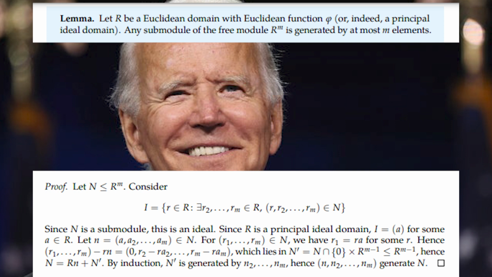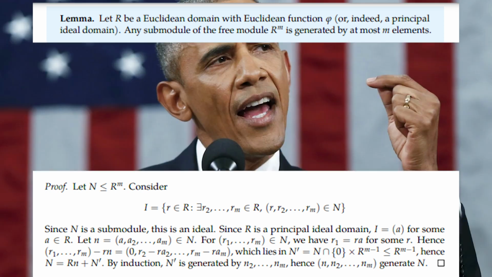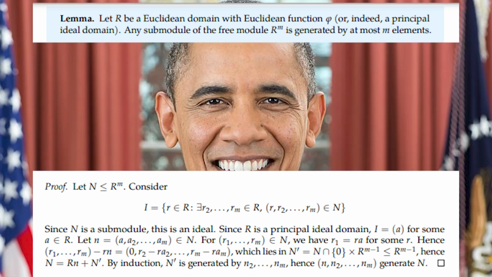No problem, Barack. We have that I is generated by a single element a in R. Let n be the tuple corresponding to a in N. Now, for any tuple in N, we have the first element of the tuple is ra for some r. Hence, the tuple subtract r times the tuple related to a gives another tuple with 0 as the first element. This gives another submodule N prime where all the first elements are 0. Apply induction to show that N prime is generated by at most m minus 1 elements.